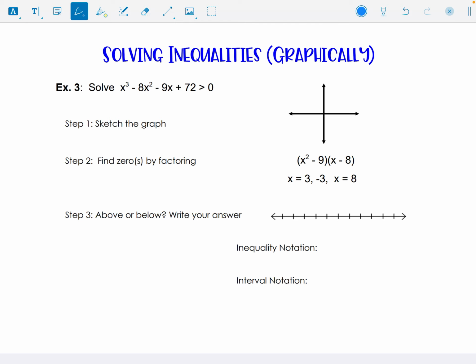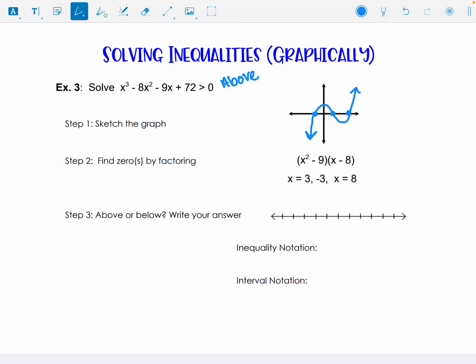Okay, and so here's my last example. I'm going to go ahead and make my sketch for this one. Marking off the zeros. Okay, and again, these just have to be really rough sketches. So this time it says that this is not a quadratic, it's just a different polynomial. When is it greater than 0? So I'm looking above.